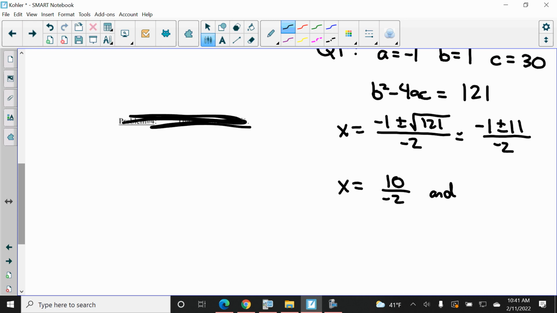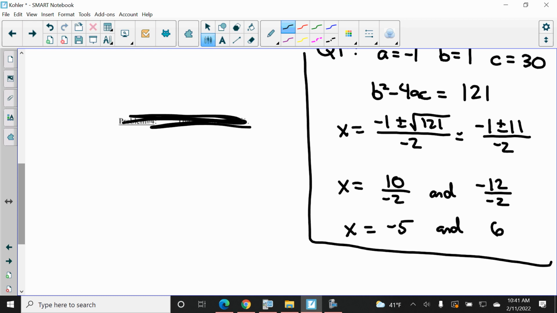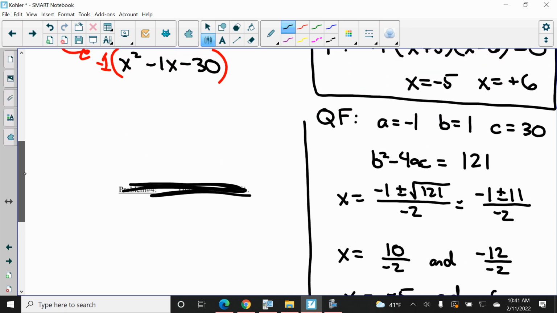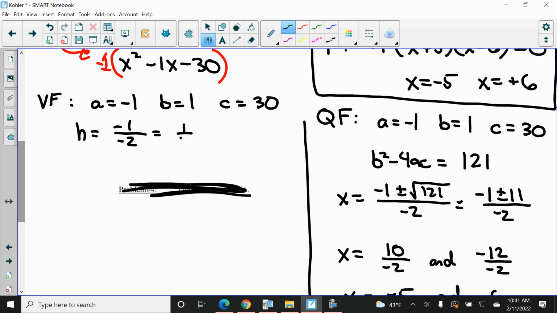-5 and 6. Now we do the entire formula. X equals the opposite of B, plus or minus the square root of the discriminant, all over 2 times A, and 2 times -1 is -2. Square root of 121 is 11. -1 plus 11 would give me 10 divided by -2. And the other answer is -1 minus 11. That's -12 over -2. My answers are x equals -5 and x equals 6.